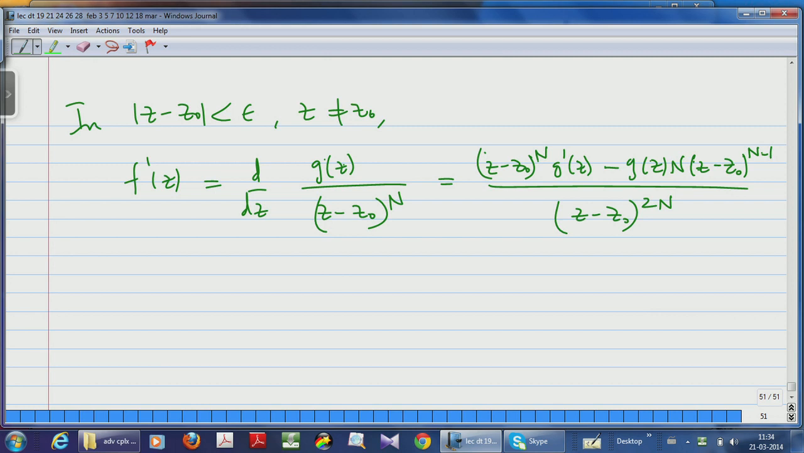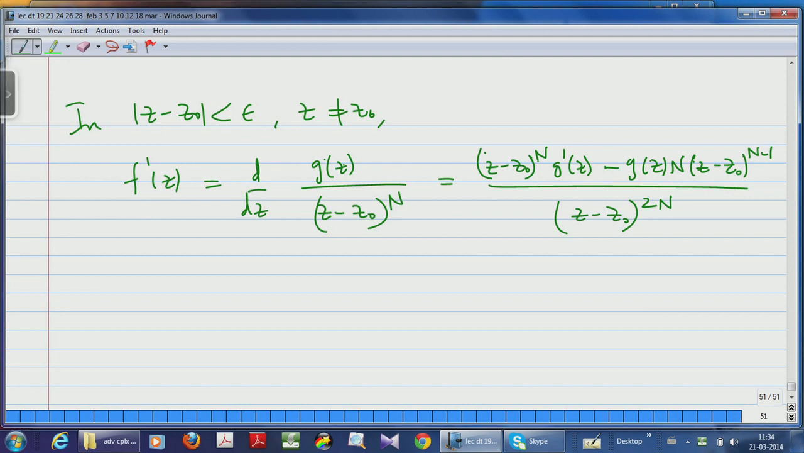Okay, this is what I get if I do this computation. Now this is all right for z not equal to z naught, but you will certainly have a problem if you let z tend to z naught. In the usual sense, if I let the limit z tend to z naught, the first term in the numerator will go. The second term will go provided n is greater than 1. If n equals 1, I will get g of z naught. But the problem will be the denominator.